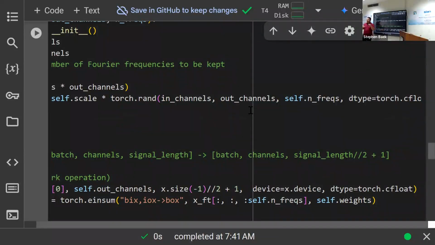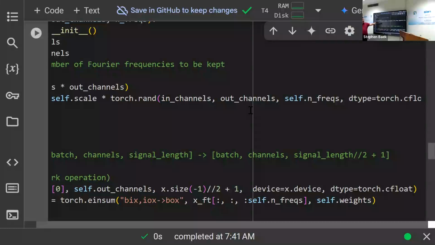Again, if you have, let's say, permeability and density, then I is going to be 2. You have 2 channels. You can have as many channels as you want, and that arbitrary number of channels is what's represented by in_channels. For the output, you may want to produce a different number of outputs than the number of input channels, so we have a separate variable for the output channels. So we have I by O by number of frequencies as a tensor.